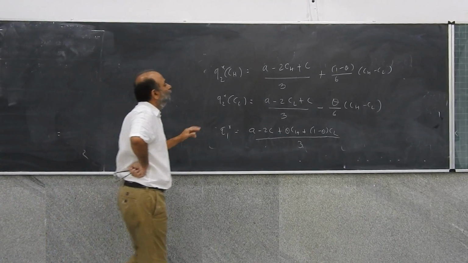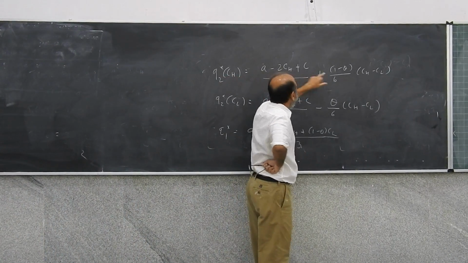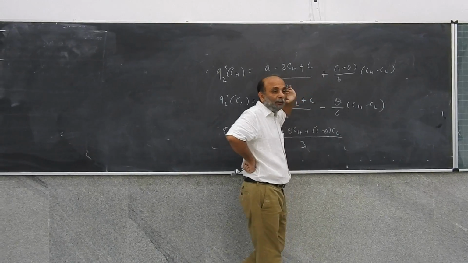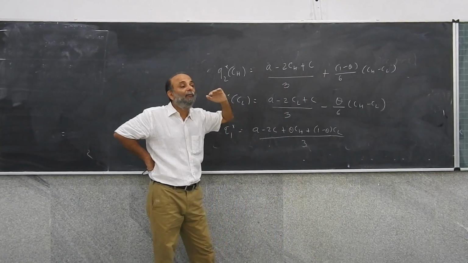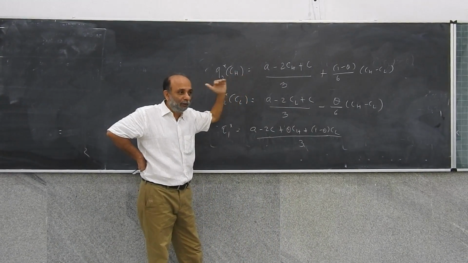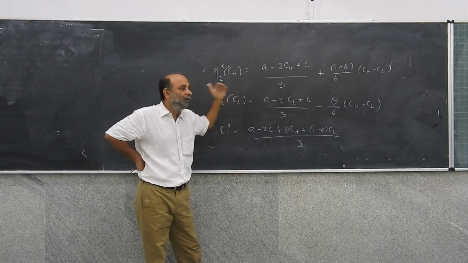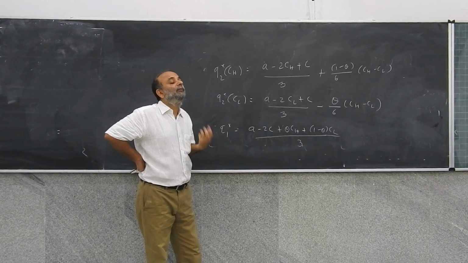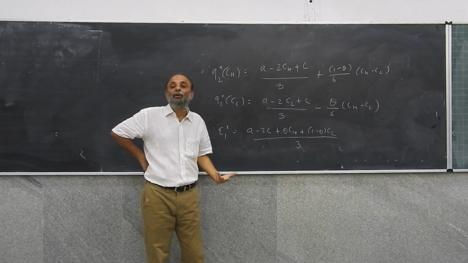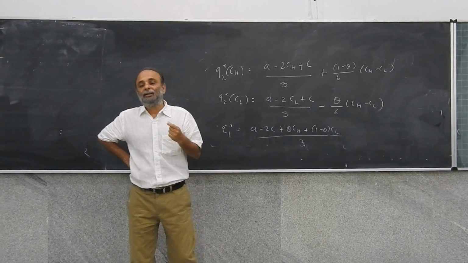I want you to answer why this is positive. Why is what the high cost firm is producing greater than what it would have produced in a perfect information case? Why is the output of the low cost firm lower than what would have been in the perfect information case?